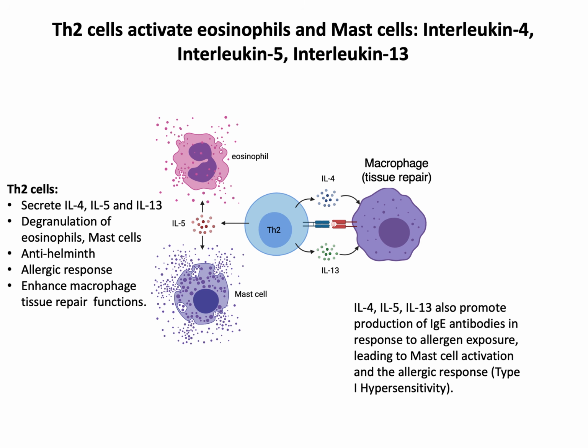These three cytokines are also important in promoting the production of IgE antibodies in response to exposure to things like allergens. This can lead to mast cell activation and the allergic response, which is also known as a type 1 hypersensitivity response.